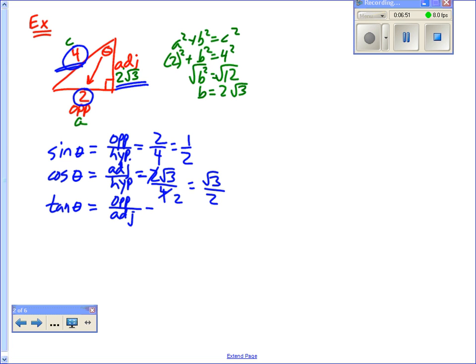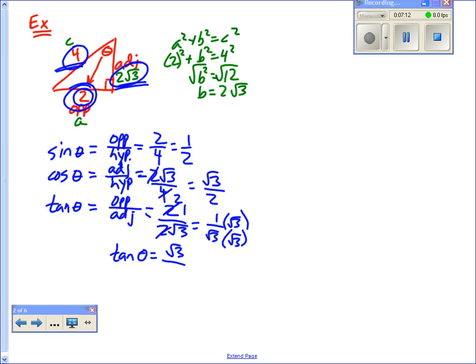And finally, the tangent is the opposite side over the adjacent side, so 2 over 2 root 3. Those 2s cancel, leaving you with 1 over root 3. Of course, we have to rationalize that. So the tangent is really root 3 over 3.